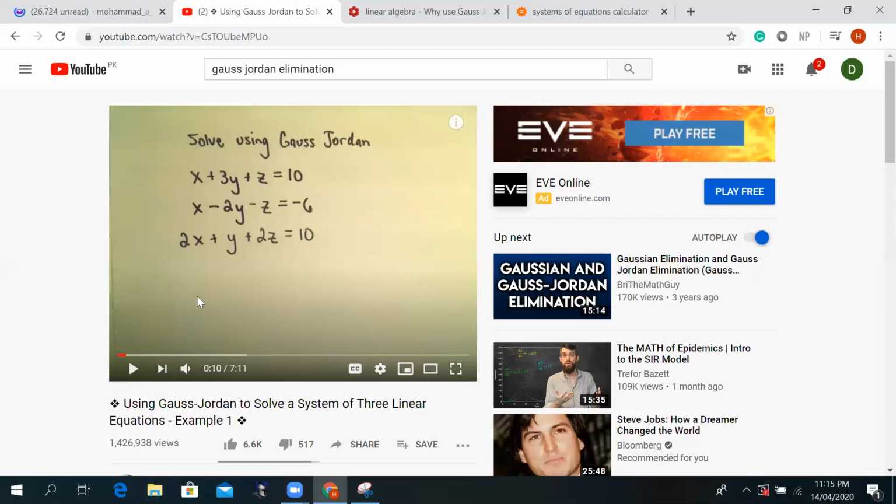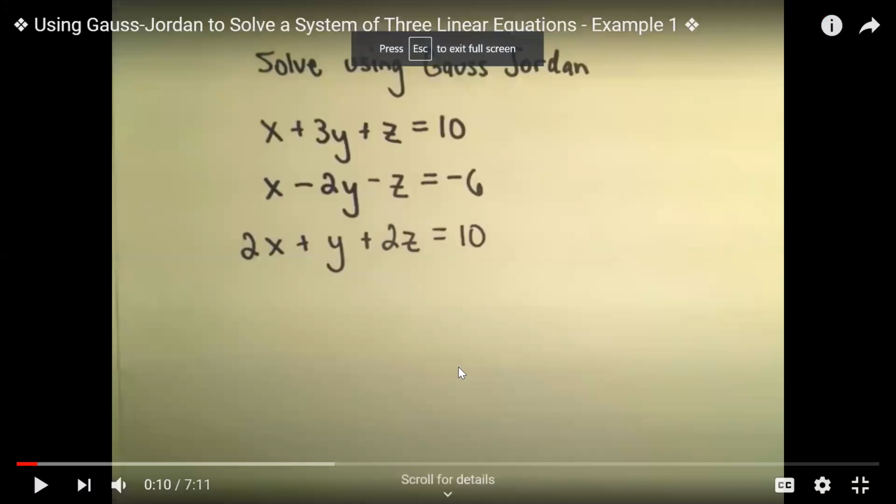As you can see in this example, I opened a video for you and I will increase the size or make it full size. You can see here we have three equations. X plus 3Y plus Z equal to 10. So this is our first linear equation. The second linear equation is X minus 2Y minus Z equal to minus 6. And the third equation is 2X plus Y plus 2Z equal to 10.